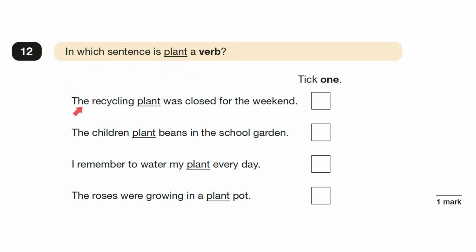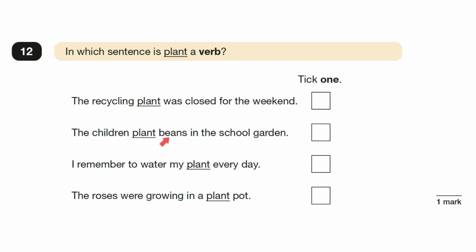Let's have a look. The recycling plant was closed for the weekend. Now, this one's a bit of a tricky one because a mechanical plant is like a site. It's a place with lots of machinery that is known as a plant. So that is a noun. So a bit of a tricky one because children won't be familiar with that.